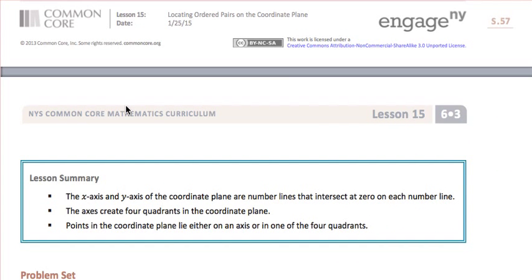So in review, the x-axis and y-axis of the coordinate plane are number lines that intersect at 0 on each number line. The axes create 4 quadrants in the coordinate plane, and points in the coordinate plane lie either on an axis or in one of the 4 quadrants.